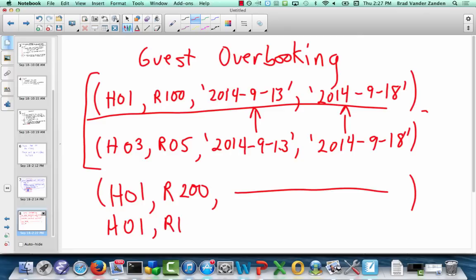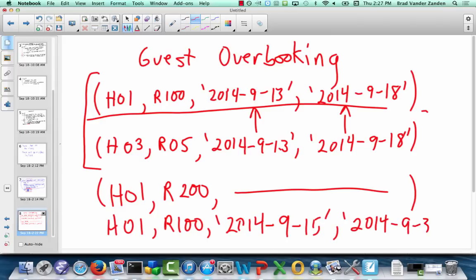H01 R100, 2014 915 to 2014 930. That's a genuine overbooking problem, right? I've booked the same room. It's overlapping, but it's an overlapping booking. So you say that doesn't eliminate that particular true positive.